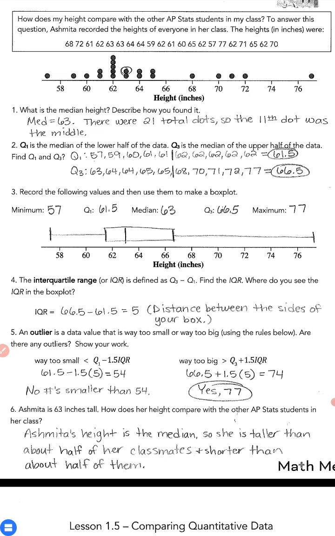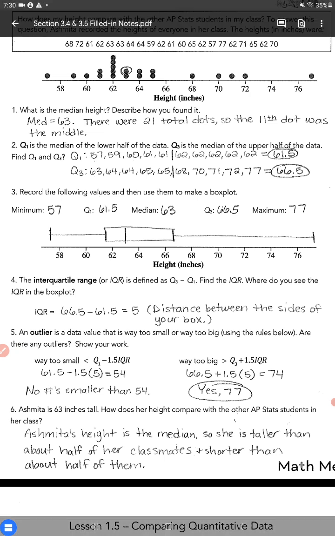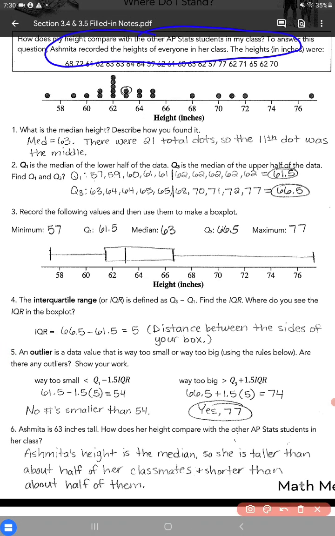You can then split your data into quarters. So what I have done here is I have listed all 21 numbers that they gave me. We said the median was 63, okay? So the median would have fallen right here. Let me get my pen. The median would have been right here, between 62 and, let's see, nope, the median would have been 63. Okay, what you can do is then take these numbers that fall before the median and split them in half, and that is Q1.